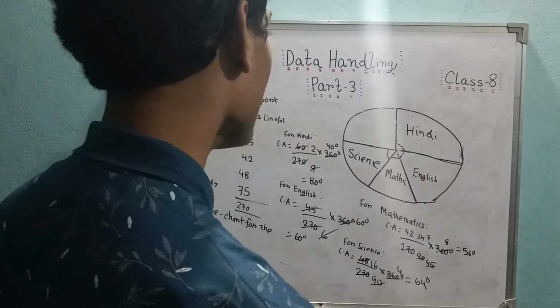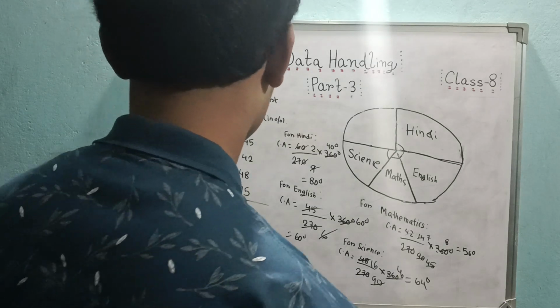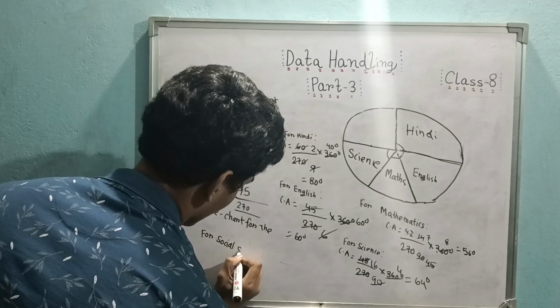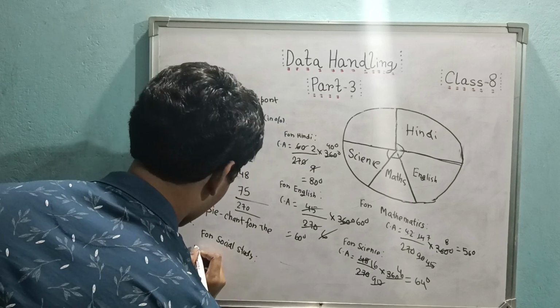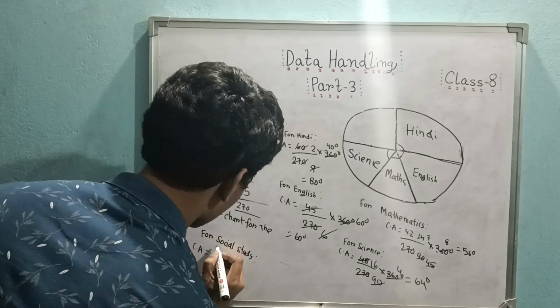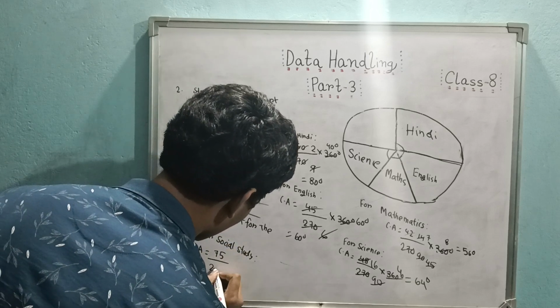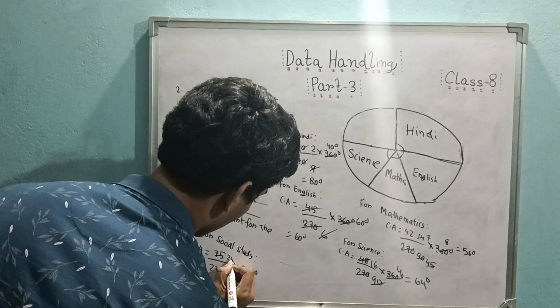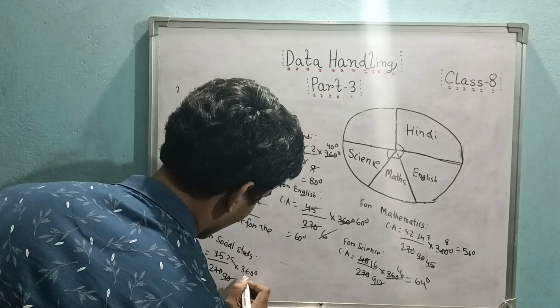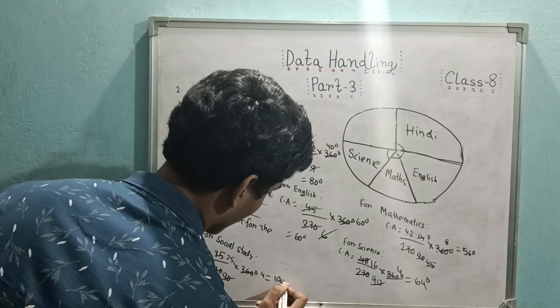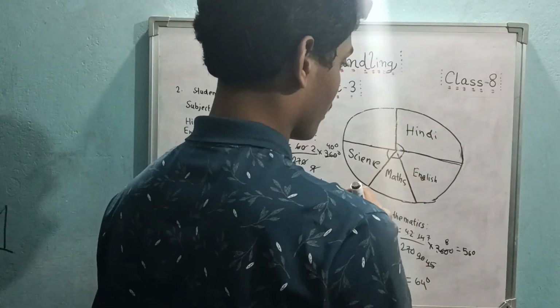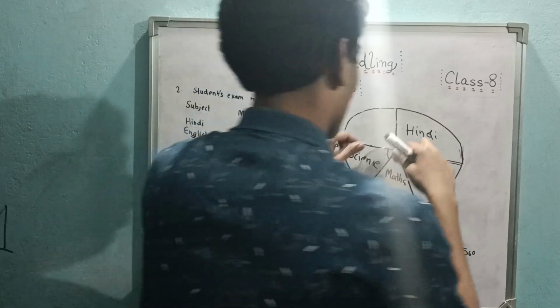This angle, the final angle, only one subject remains, social studies. Central angle is what? Social studies frequency 75 divided by total frequency 270 multiplied by 360 degree. So central angle of social studies is 100 degree. See if this remaining angle is 100 degree or not.